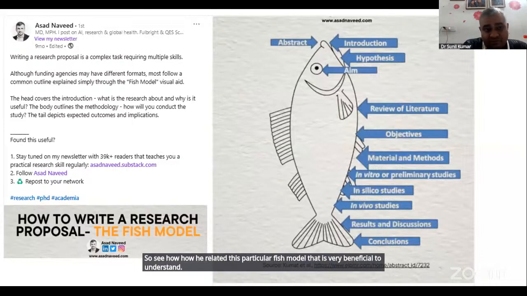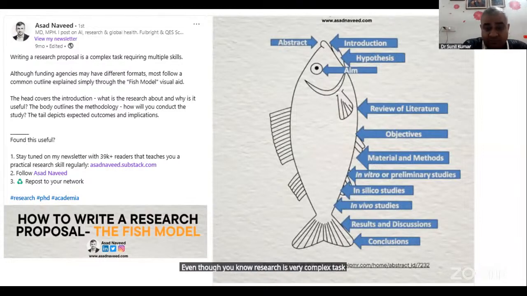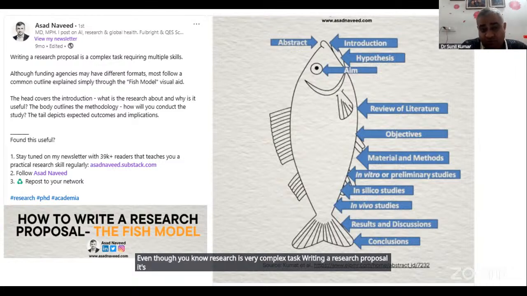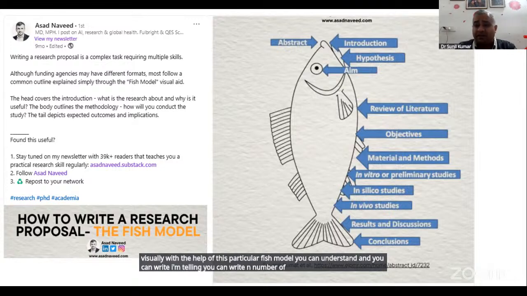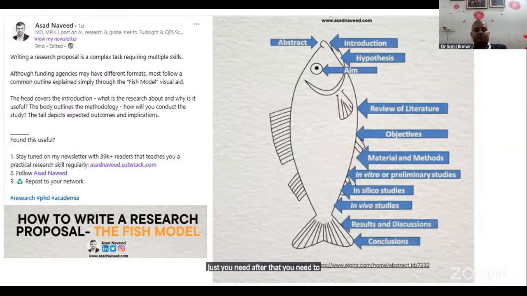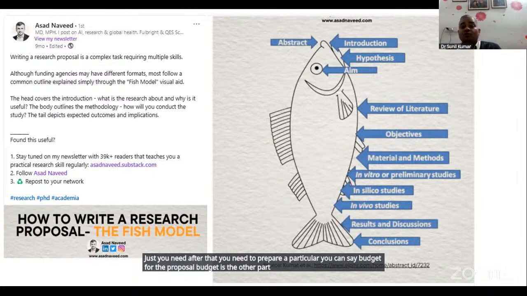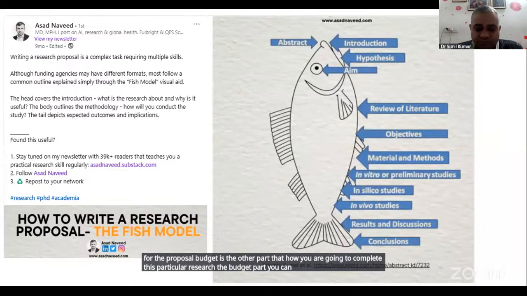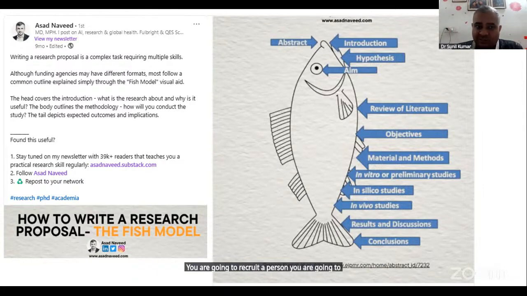Even though writing a research proposal is a complex task, if you give your mind and your time, then visually, with the help of this fish model, you can understand and write. I'm telling you, you can write any number of proposals, any project. After that you need to prepare a budget for the proposal. Budget is the other part, how you are going to complete this research. The budget part depends on the project. Budget means you are going to recruit a person, or complete this study by yourself, right?